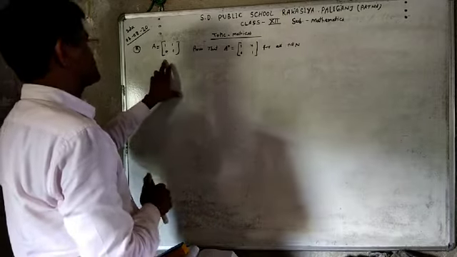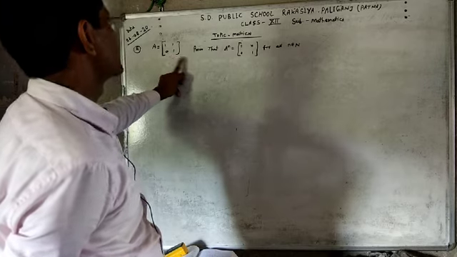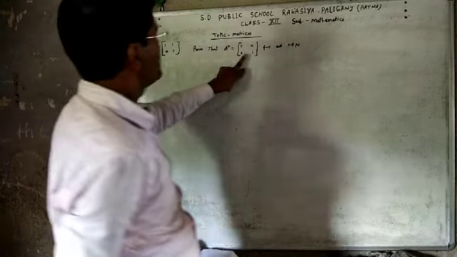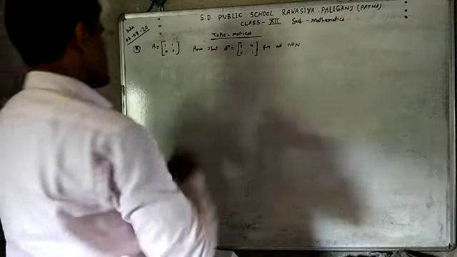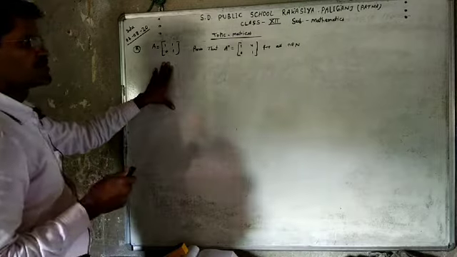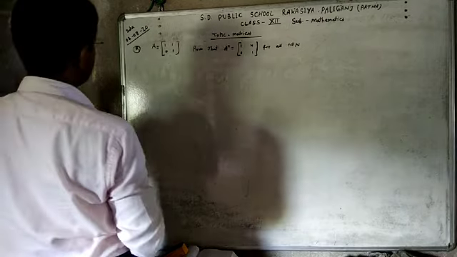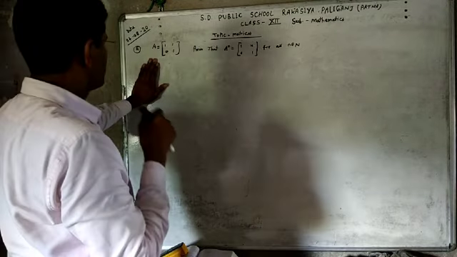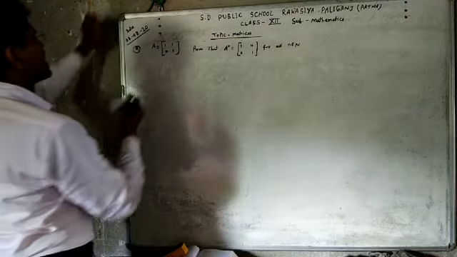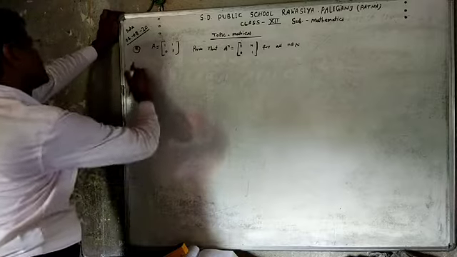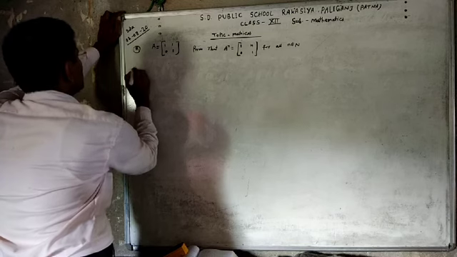In the next question, matrix A is given as [1, 1; 0, 1]. We have to prove that A to the power n equals [1, n; 0, 1] for all natural numbers n. This question can be proved by the principle of mathematical induction, which our students have already studied in class 11.